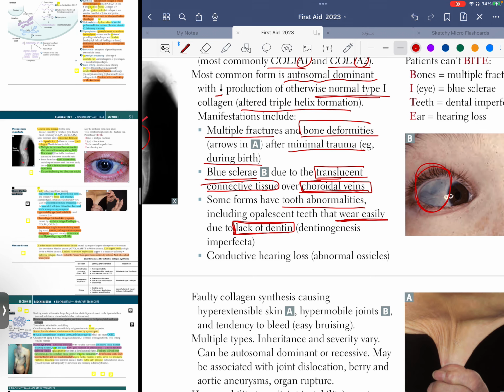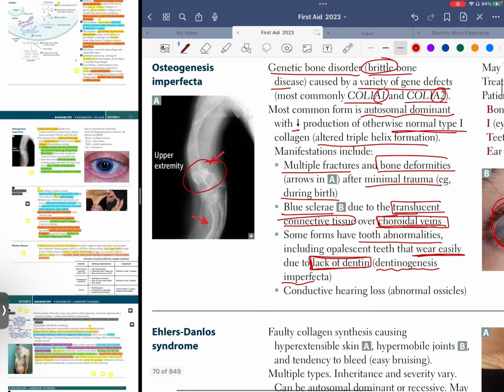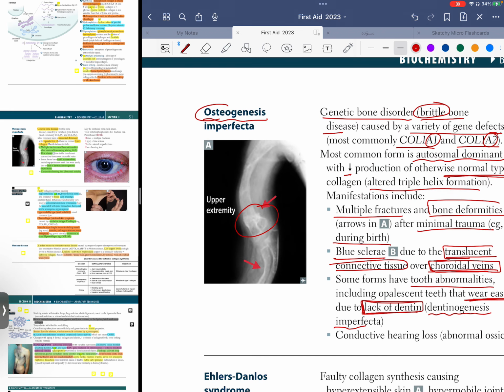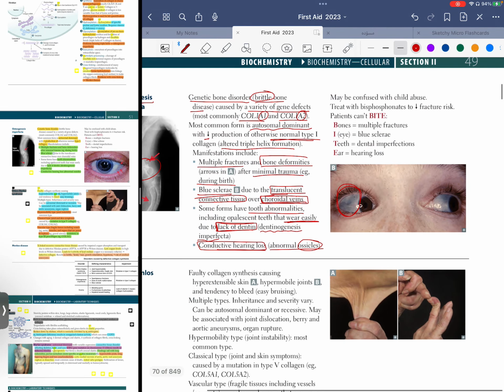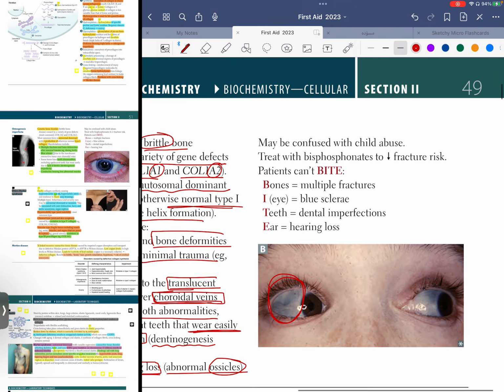This condition is also called dentinogenesis imperfecta, not like osteogenesis. Osteo is bone, while dento is the teeth. So, dentinogenesis imperfecta. Conductive hearing loss as well. We could have conductive hearing loss. That's because we have abnormal ossicles in the inner ear. We know they're required for hearing, and we have a deformity in those, so we don't hear very well.